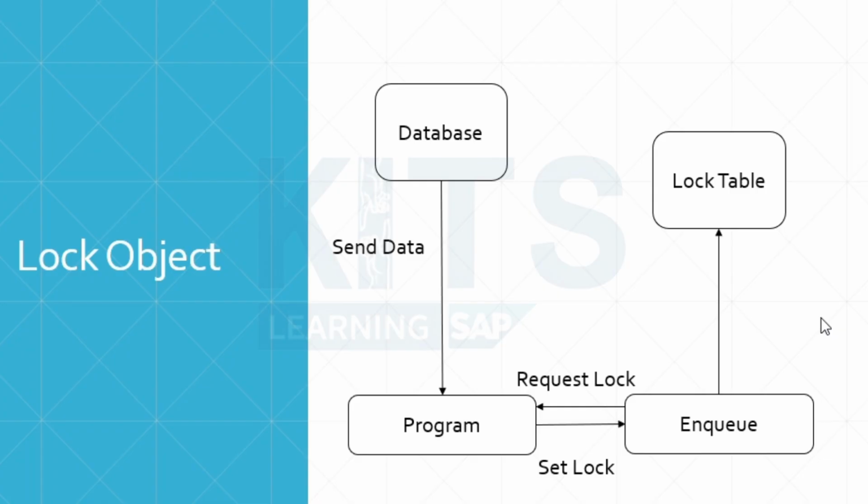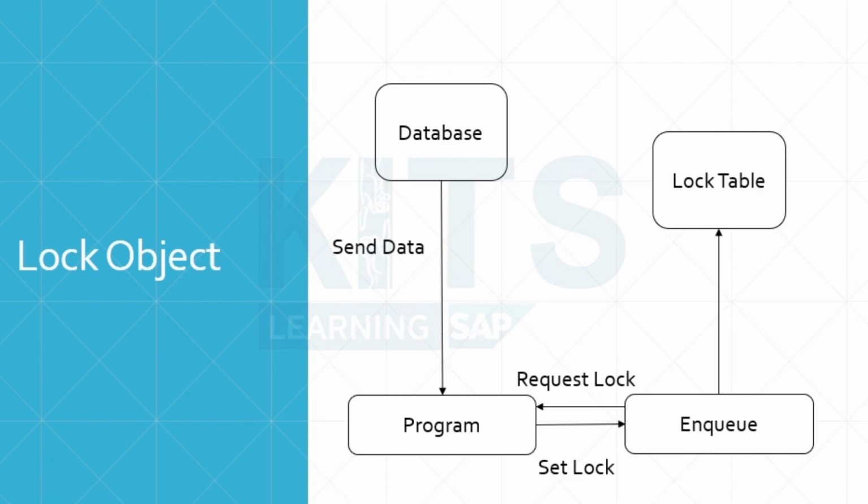Before we look at how lock objects actually work, it's important to understand the core concepts behind SAP's locking mechanism. Lock objects are essential because they prevent data inconsistencies when multiple users are working with the same records. Before any program reads or updates data, it must first request a lock. This request is sent to the enqueue server, which checks the lock table to see whether the record is already locked. Based on this check, the server either grants the lock or rejects it to avoid conflicting updates.